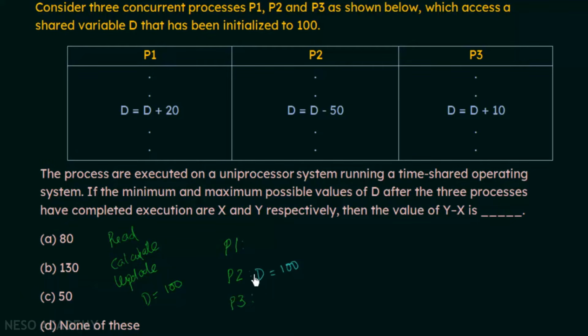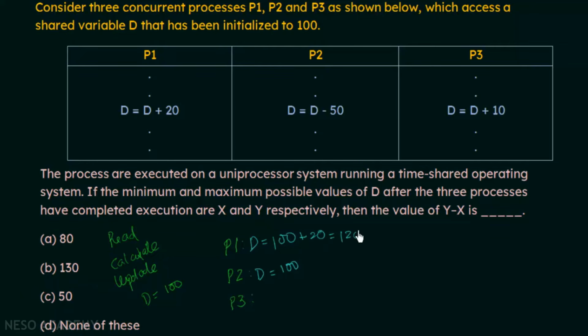Once it gets preempted, let's say P1 is the next one who gets the chance. When P1 reads, it will see that the value of d is also 100, because d was only read by P2 and it did not modify anything. So the value of d still remains 100. Now what will P1 do? Let's say that it is also allowed to calculate and update. P1 will set the value of d equal to d plus 20. So it will add 20 to it, and hence what will it give?